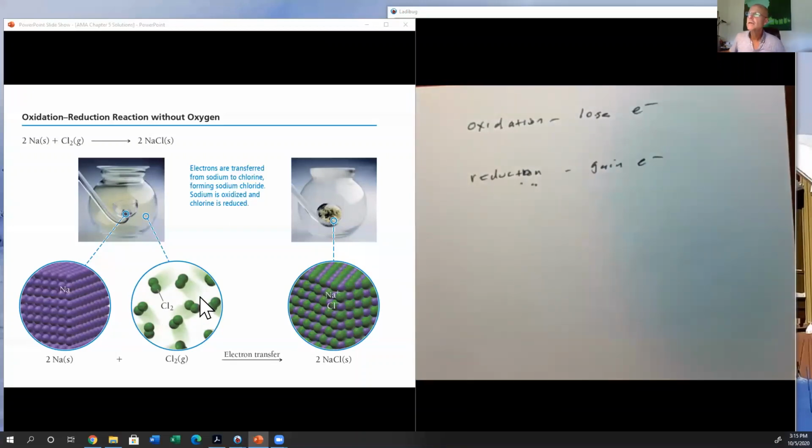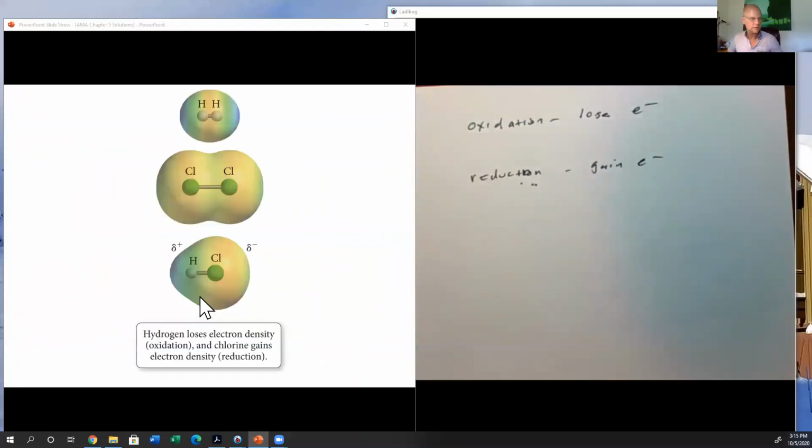Very good. Now, sometimes you can have oxidation reduction reactions between elements that are not metals and non-metals. So for example, when hydrogen reacts with chlorine, you get HCl, and in the HCl, this side of the molecule is more positive, this side is more negative. Why? Because even though this is a covalent bond, the electrons are not evenly shared. So the chlorine has effectively gained some of the electron density from the hydrogen, even though there's no complete transfer of an electron.